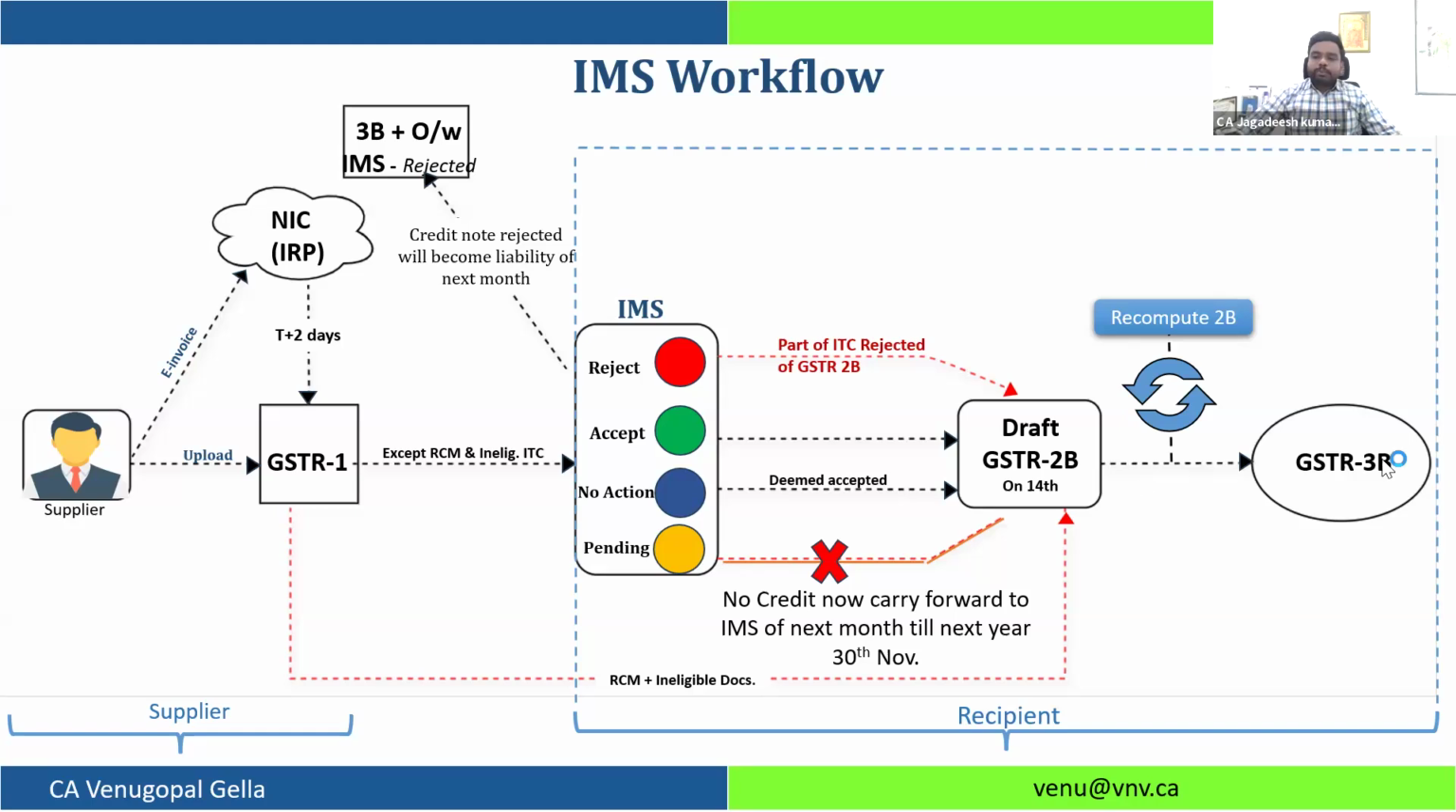So between your 2B and 3B, this IMS is coming into the existing return filing system. If you have not taken any action in the IMS, the way you used to file your return before October, you can file the same way even now. So as of now, IMS is optional. So moving on to the next slide.